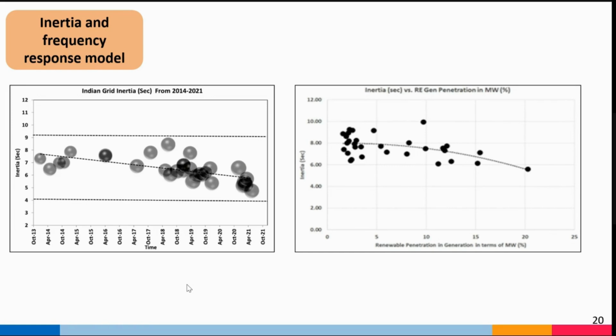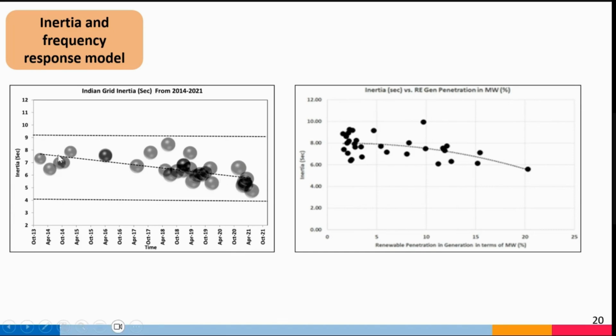So when we have the synchronous MVA loss in the active power, you have the rate of change of frequency. By using the swing equation, you will be able to easily find the inertia of the system. One report has been published on the Indian power system inertia estimation that is available in the public domain. You can go through that.